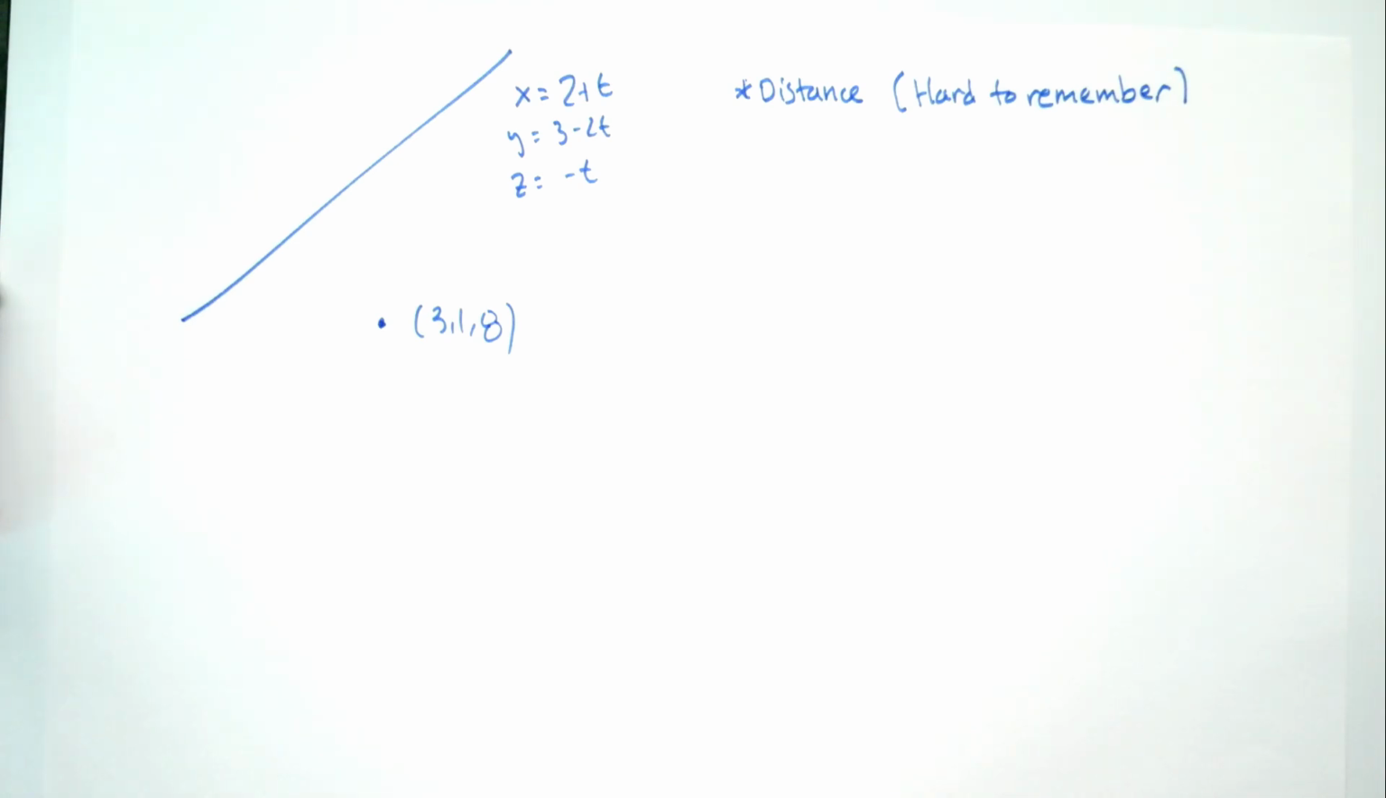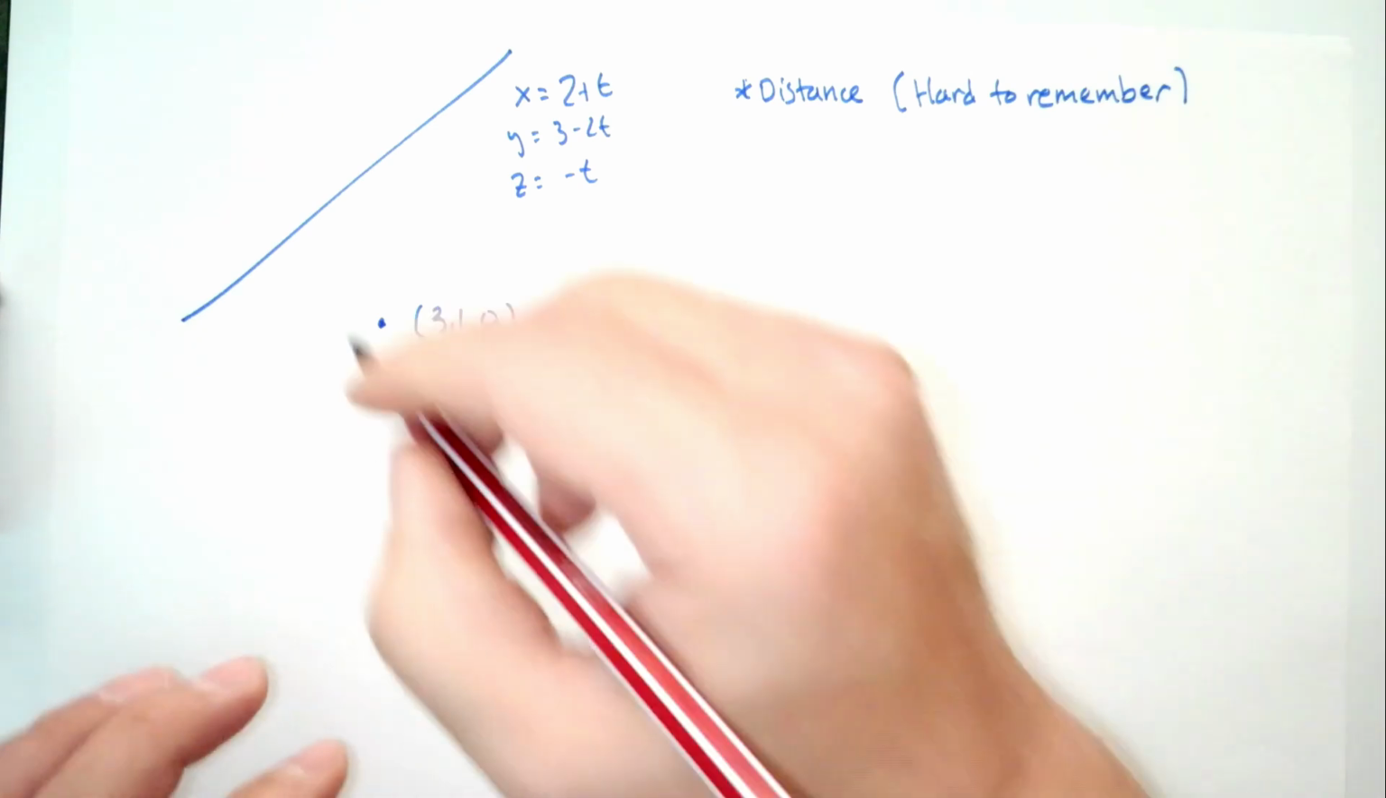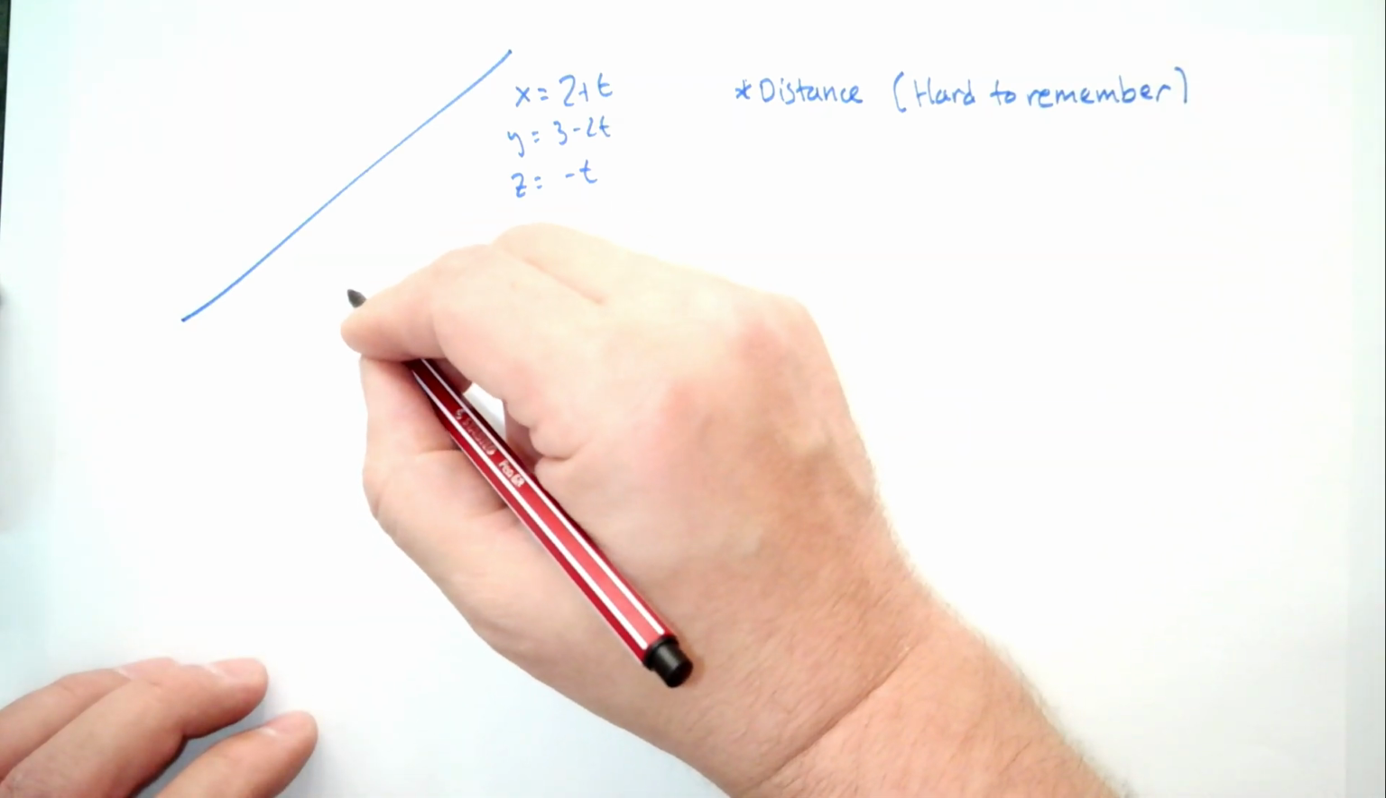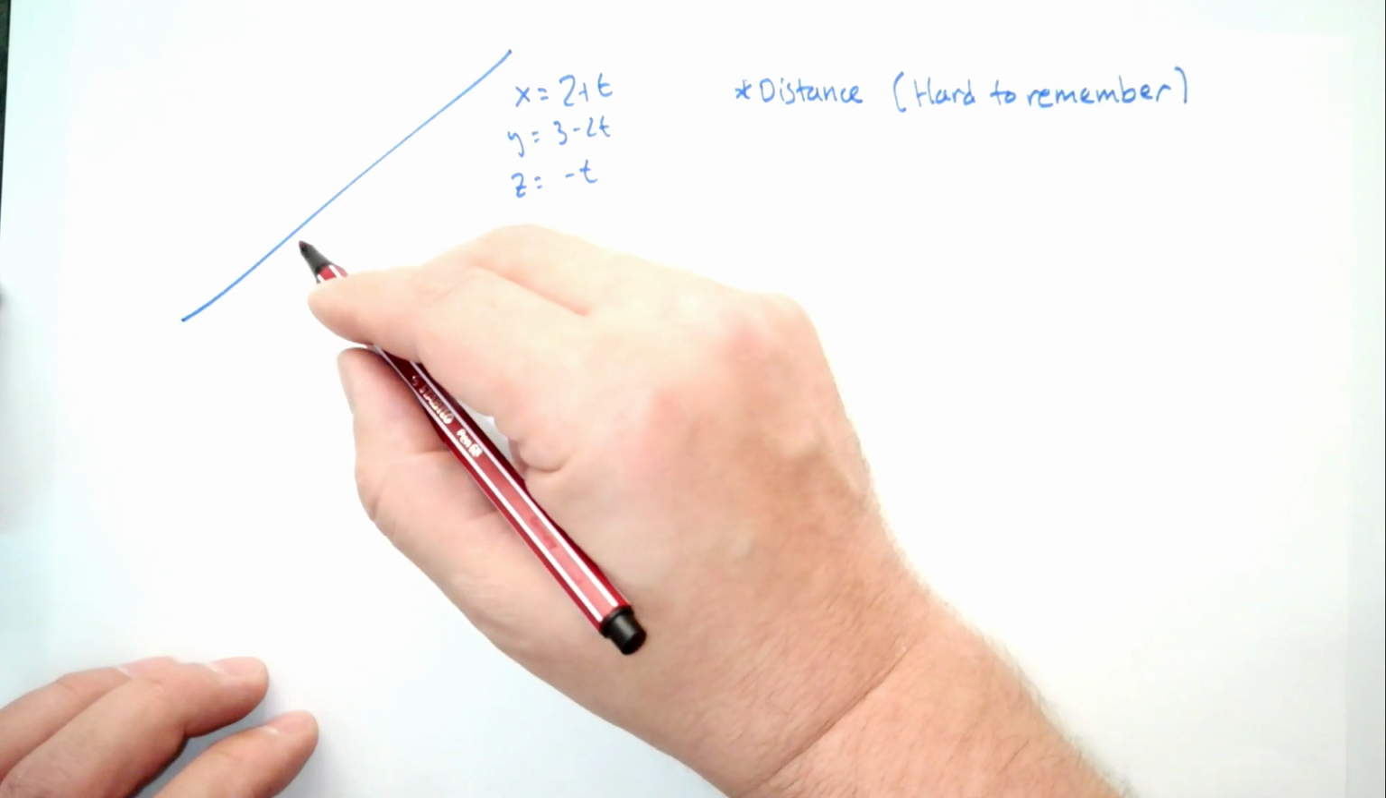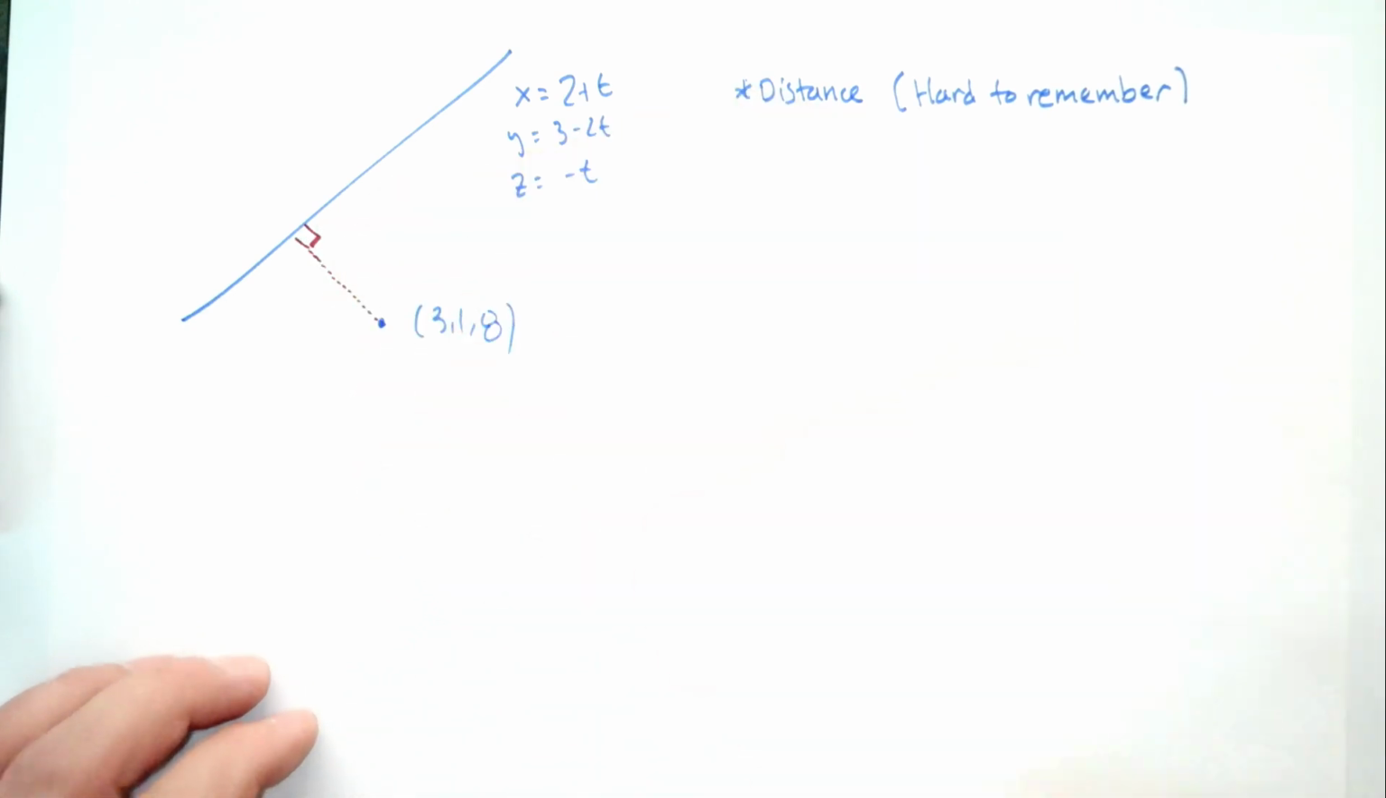So here's sort of the philosophy. It would be convenient to think that if I really want to find the closest distance, there's this notion of perpendicular. So if I were to draw the line segment connecting this point 3, 1, 8 to this line that I'm after, it'd have to be perpendicular. So this is an important idea. I know there's a perpendicular thing going on, and now we start thinking, what's perpendicular to a line?